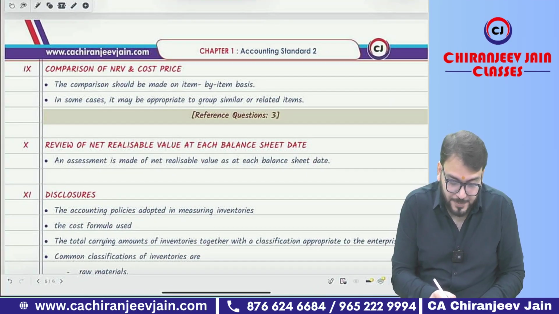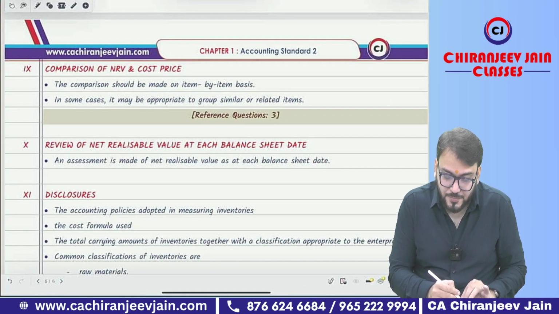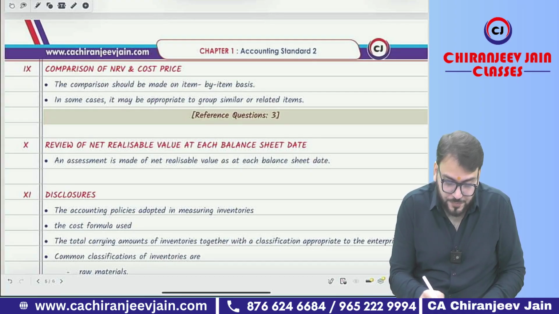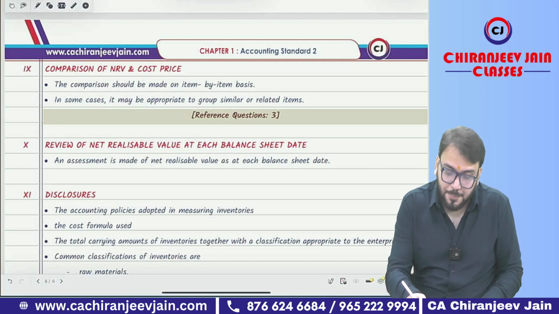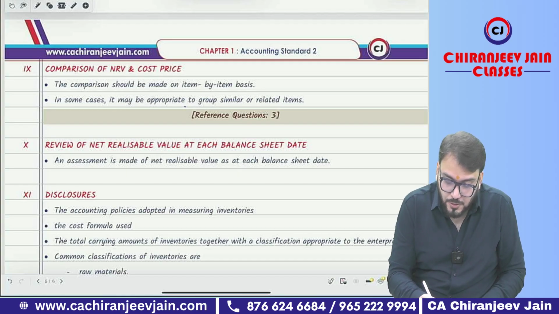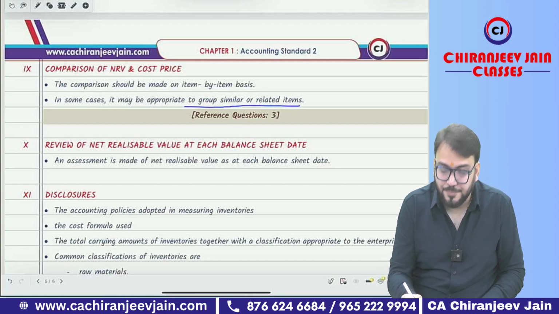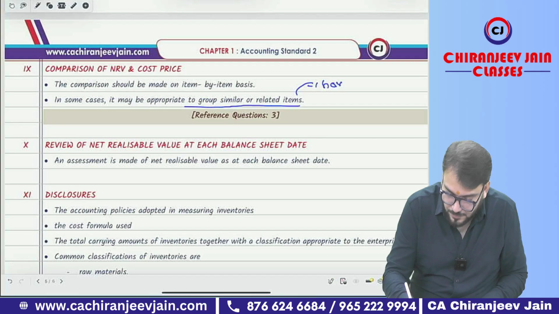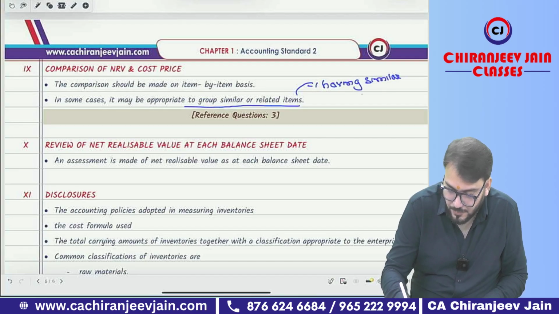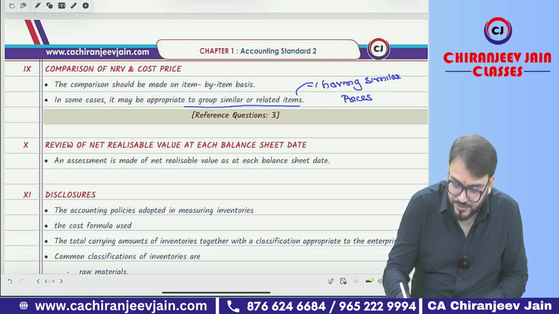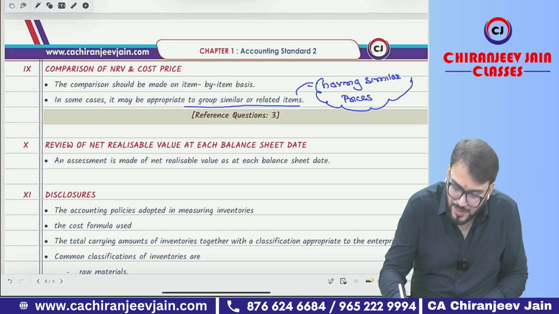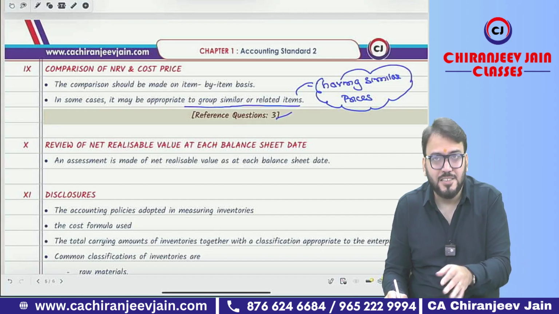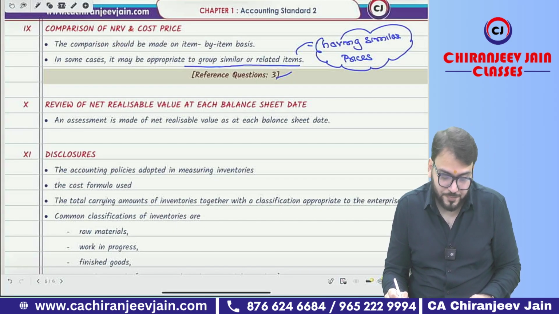What they have given? The comparison should be made on item by item basis. In some cases it may be appropriate to group similar or related items having similar prices. We have only one question that you can do very easily. It is item by item basis. You can do it on your own.